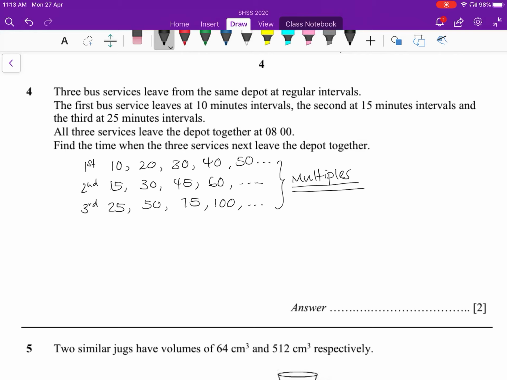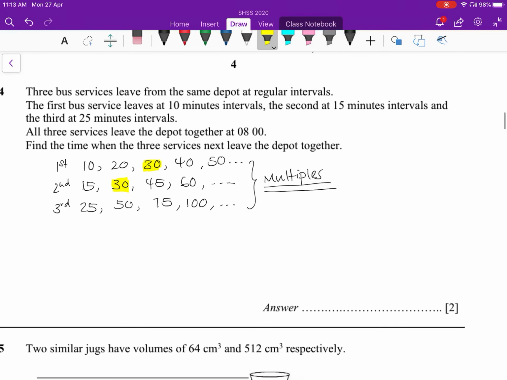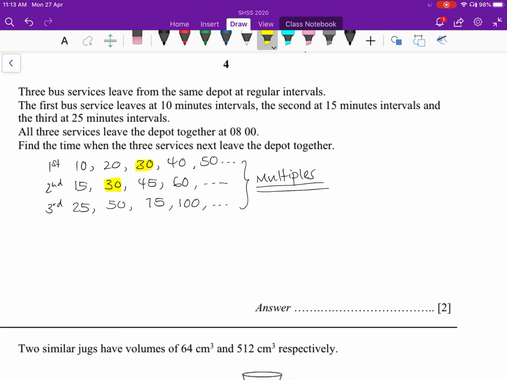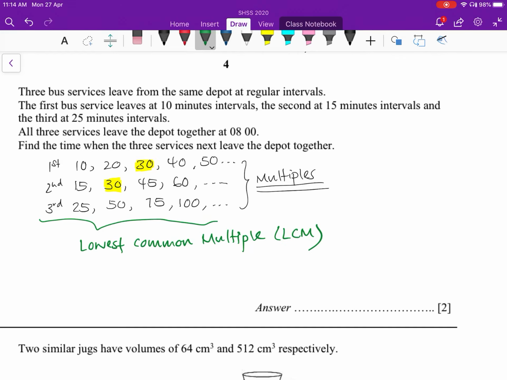That means I got to find the same time. For example, after 30 minutes, bus 1 and bus 2 will leave the depot together, but not bus number 3. I need to find a common time where all three buses leave together. So if you think about that, what exactly am I finding here? I am finding the lowest common multiple, LCM. Okay, so I'm finding the LCM of 10, 15, and 25.